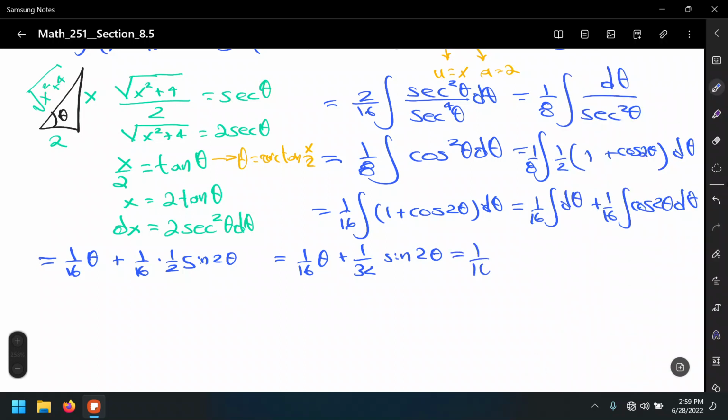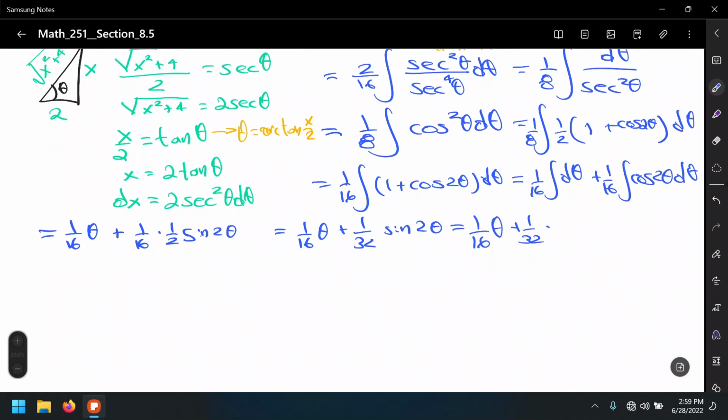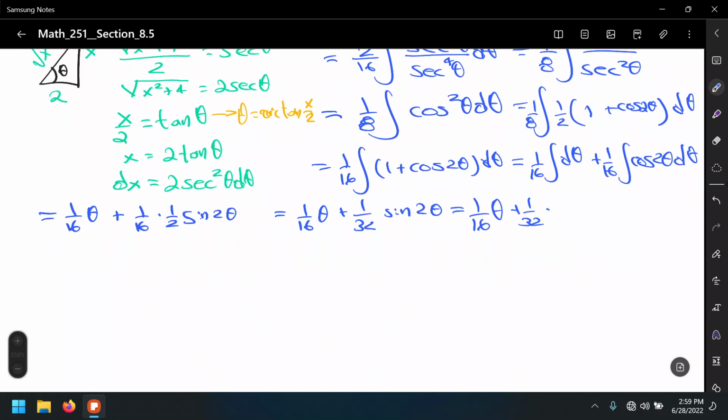So that's 1 over 16 theta plus 1 over 32 times sine of 2 theta. What is that? Isn't it, from our trigonometric identities, 2 sine cosine? 2 sine cosine. And this reduces.